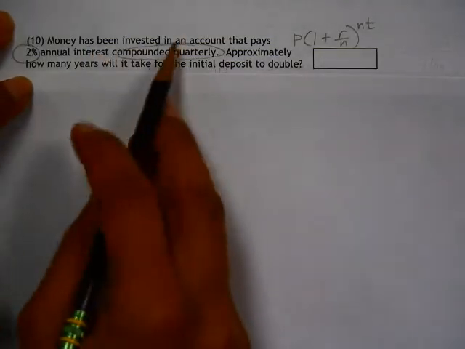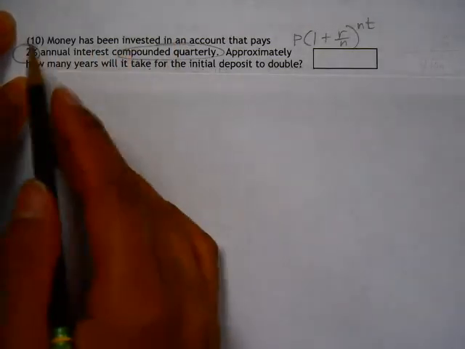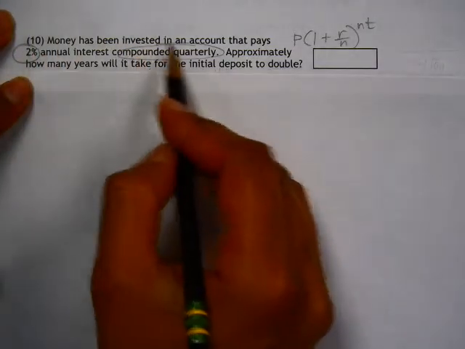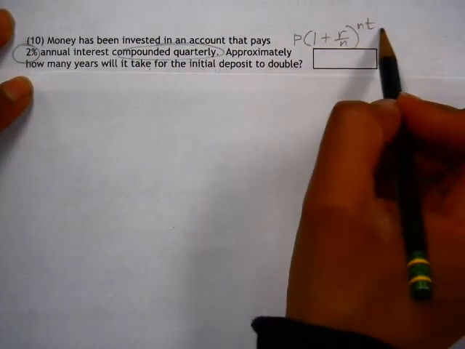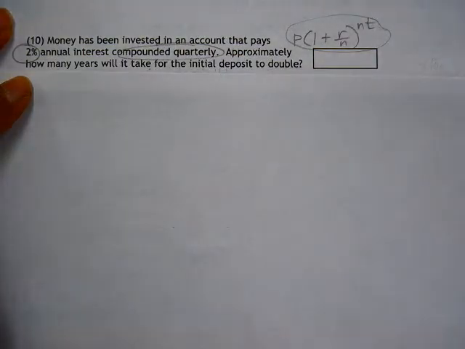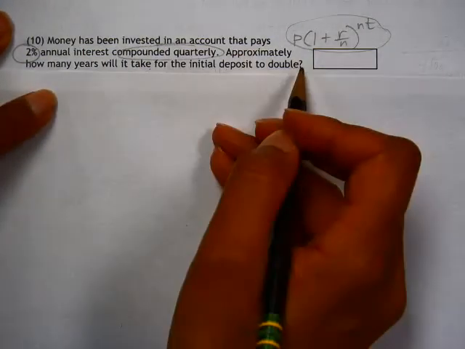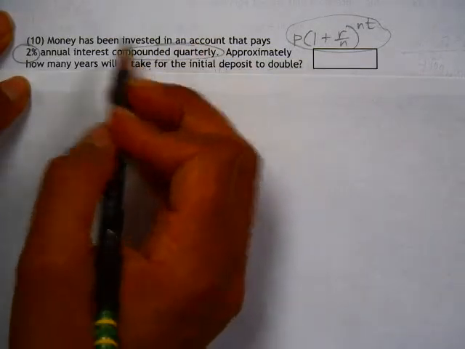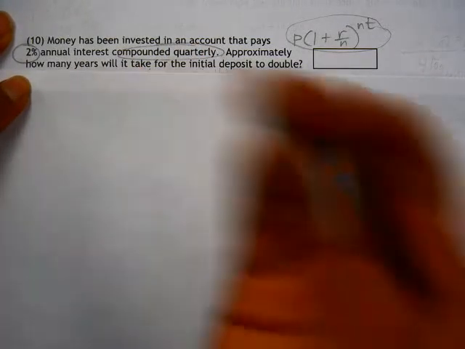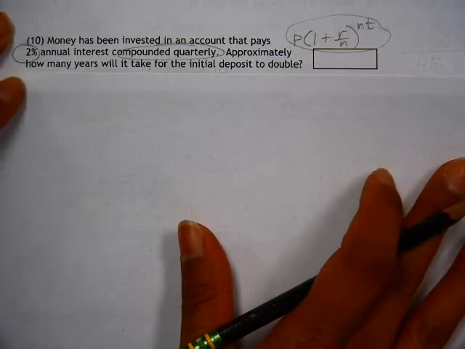On number 10, money has been invested in an account that pays 2% annual interest compounded quarterly. So we're going to use a compound interest formula. Approximately how many years will it take for the initial deposit to double? Note they don't give you a starting amount of money or an ending amount of money. We just know that the money is going to double.